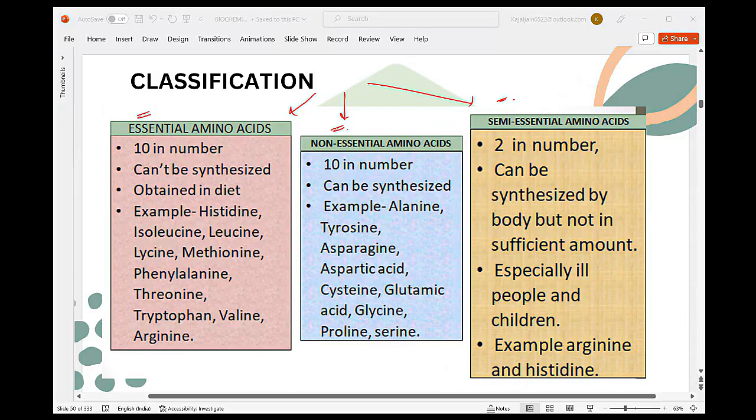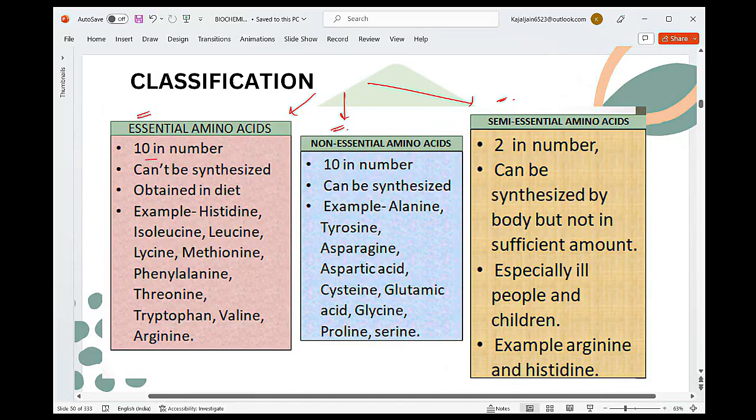Non essential means my body can prepare it itself, so I need not intake it in my diet. And semi essential means the one that can be synthesized in the body but not when a person is old or when the person is not well. So, essential amino acids, non essential amino acids, and semi essential ones.